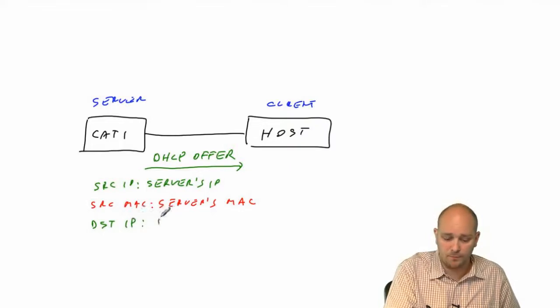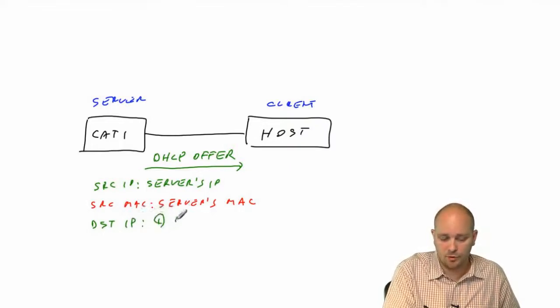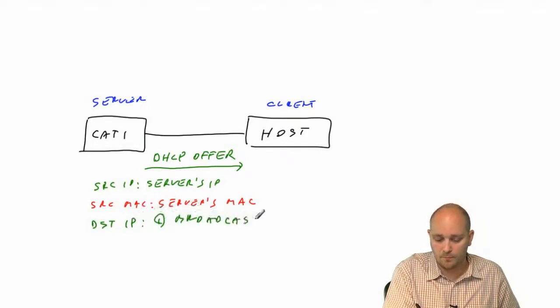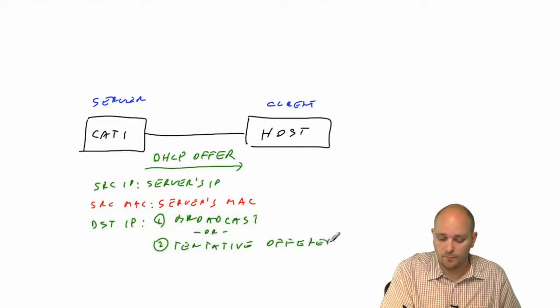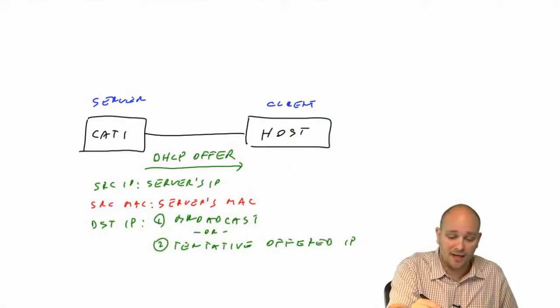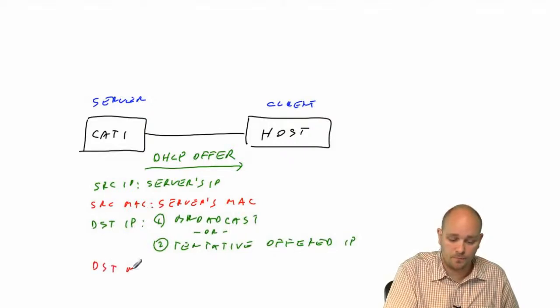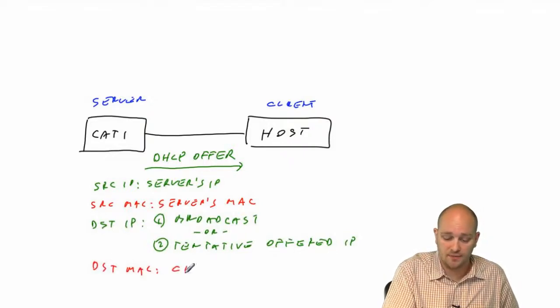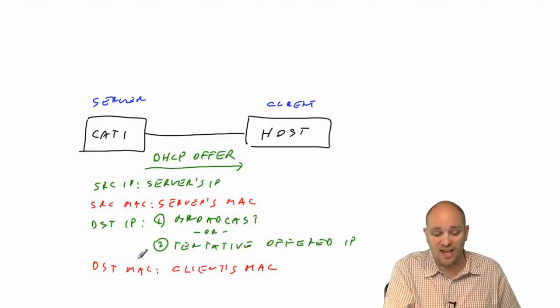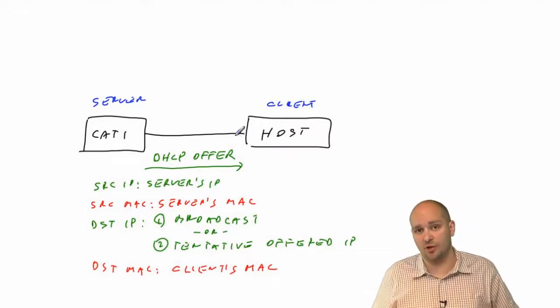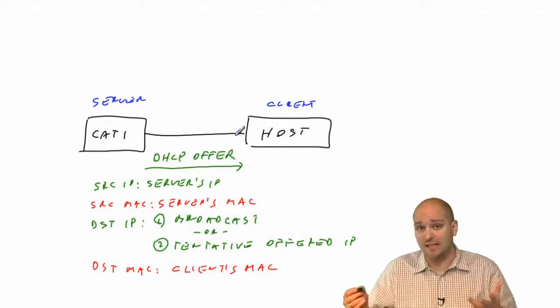can be either broadcast, or it could be the tentative offered IP. The destination MAC address, on the other hand, is going to be the client's MAC address. So even though we are using the IP address that the host is not using, we are still sending this to the MAC address of the host so that it arrives where it needs to arrive.